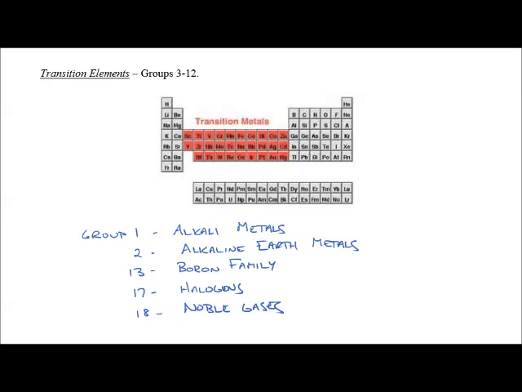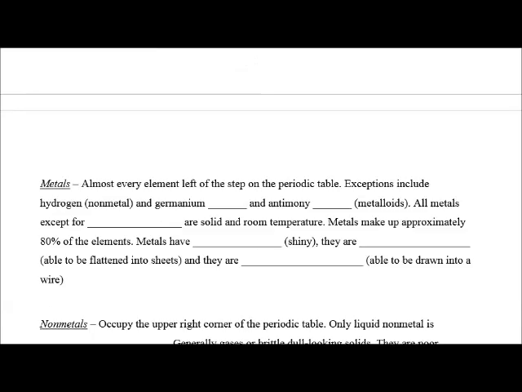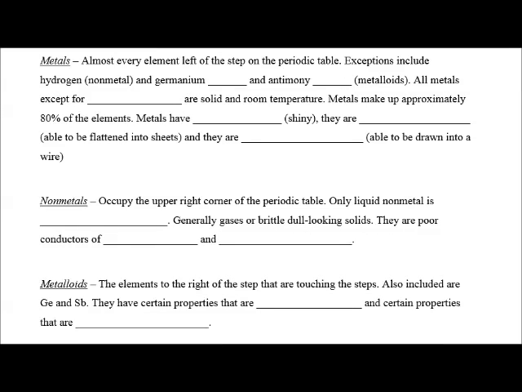We also need to know how the periodic table is broken up, which we've done before. Metals, almost everything left of the step except for hydrogen, and germanium, Ge, and antimony, Sb, which are metalloids. All metals, except for mercury, which we did before, so you should look on your periodic table and find mercury, are solid at room temperatures. Metals make up about 80% of the table.